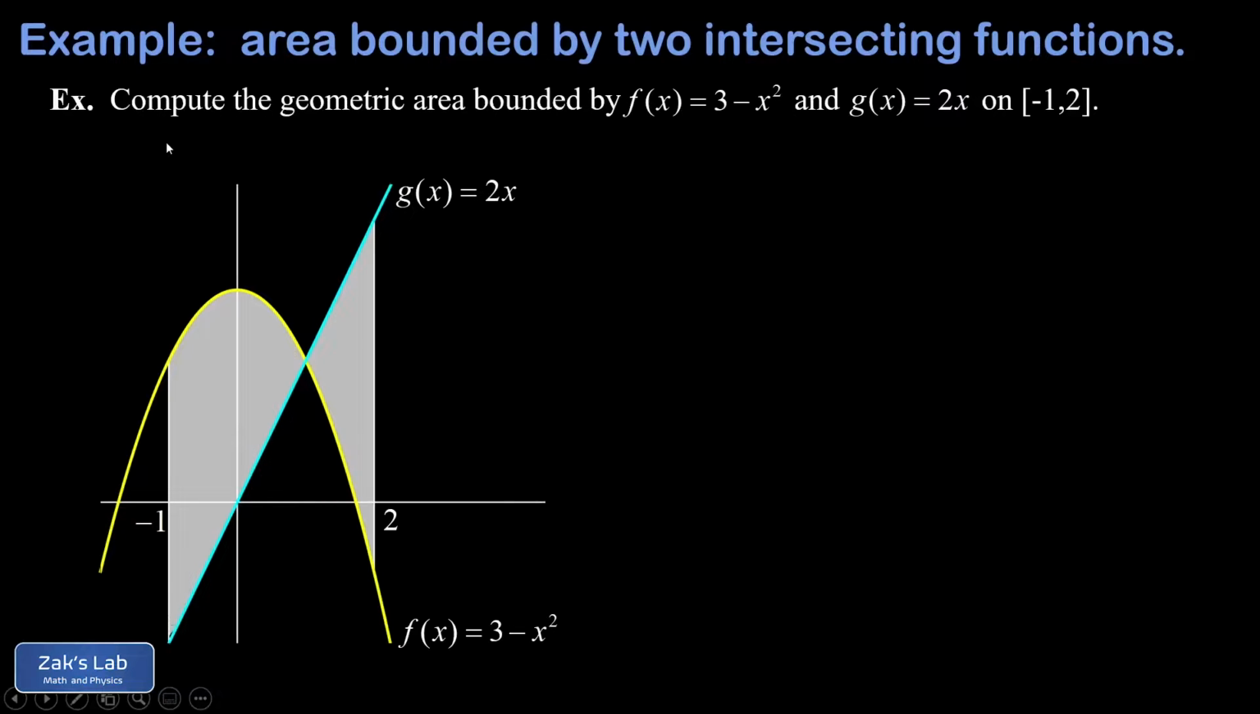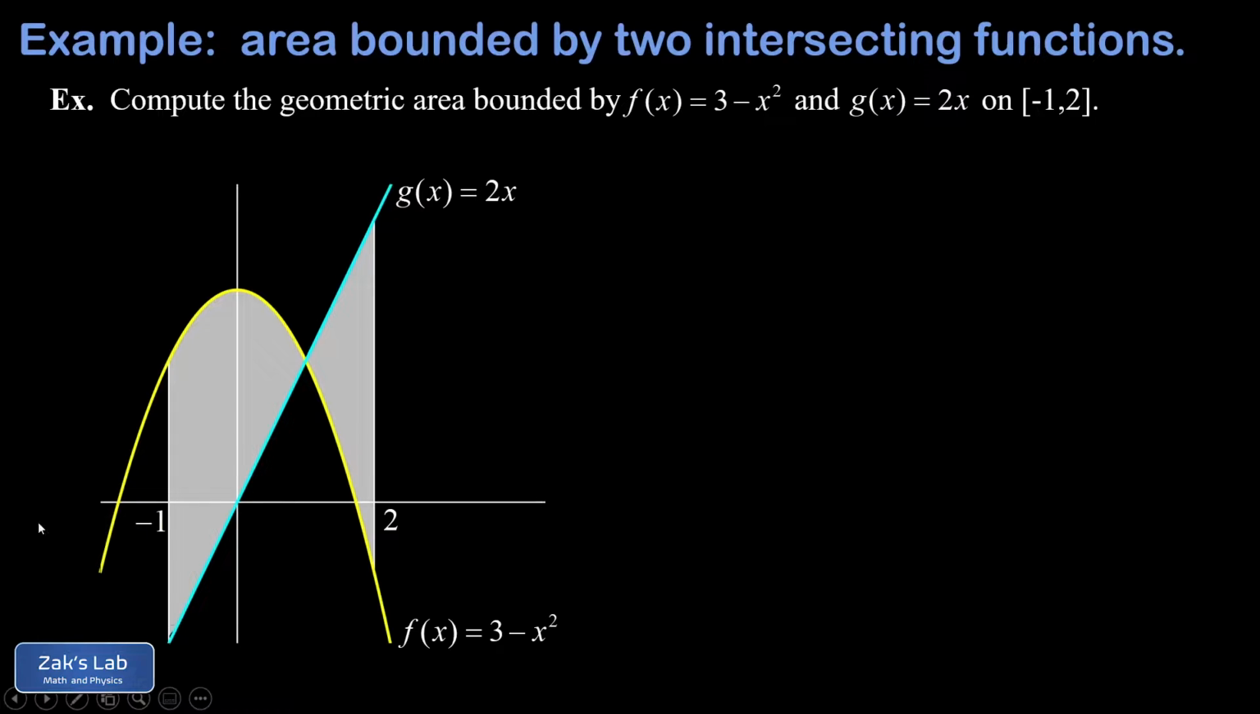In this video, we're computing the geometric area bounded between two functions that intersect. And what I mean by geometric area is that we need the area contributions to all count as positive. So our example is to compute the geometric area bounded by f of x, which is 3 minus x squared.